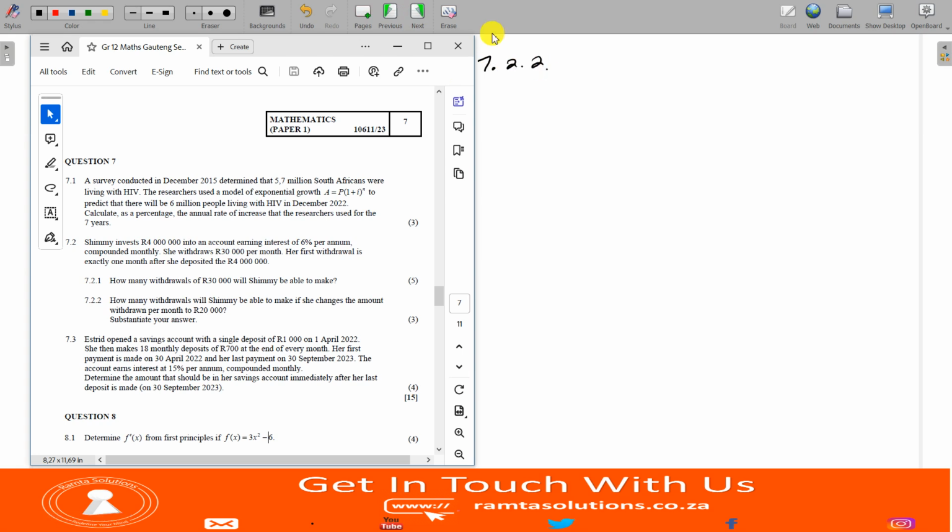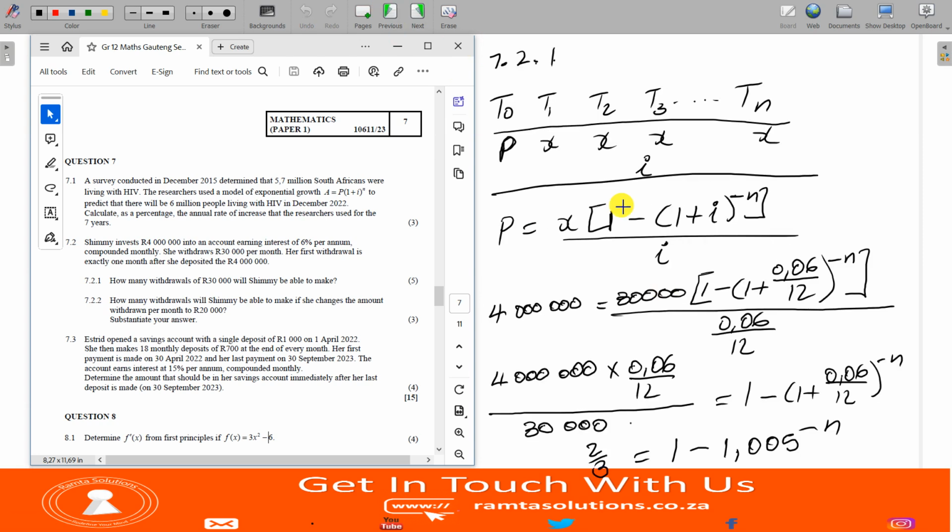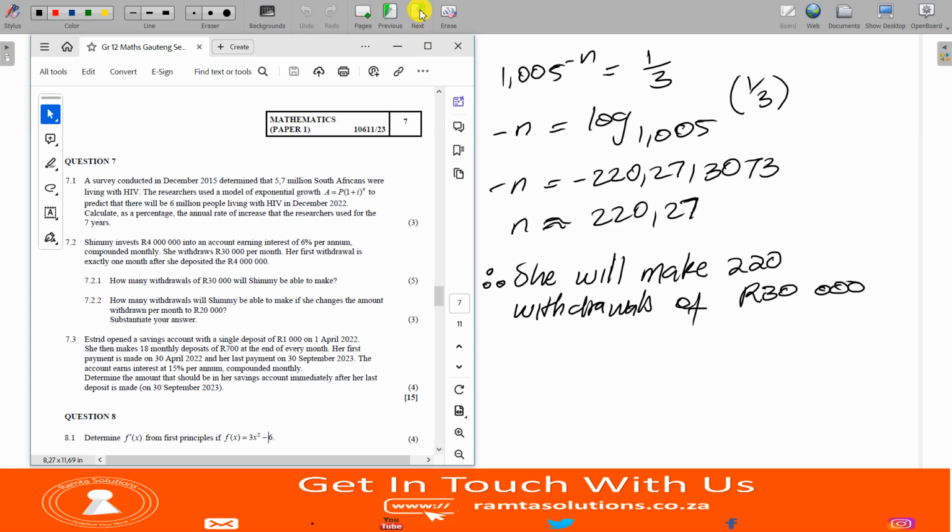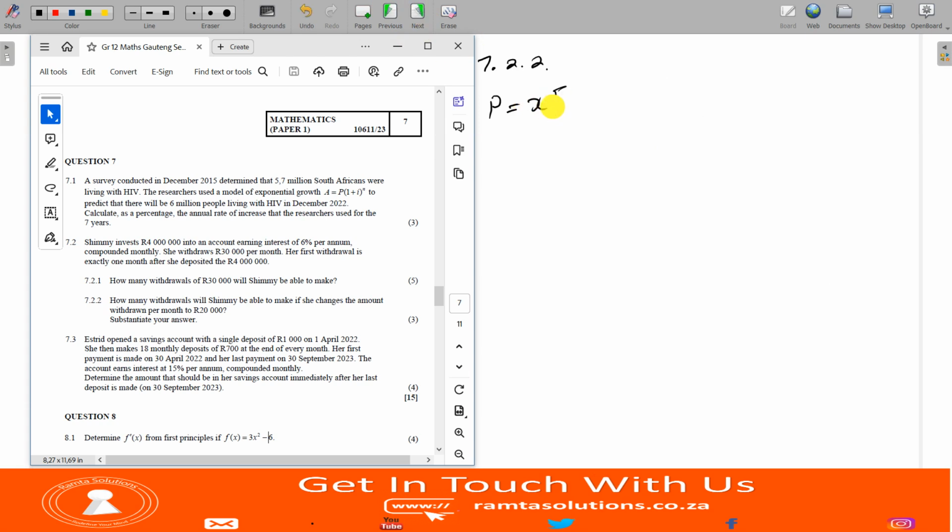Now, 7.2.2: how many withdrawals will she be able to make if she changes the amount withdrawn per month to 20,000? Okay, cool. We're going to do the same thing. The only thing that changed here, the timeline is the same. The only thing that's changing is the withdrawal. So we'll just write the formula again: 1 plus i to the negative n.